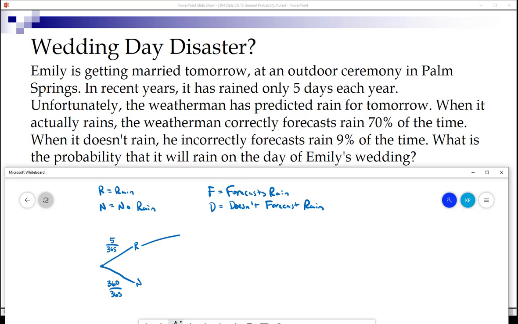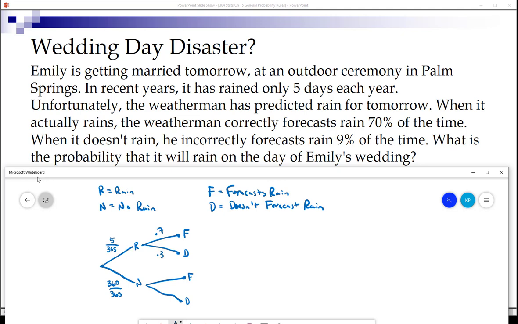From here, the weatherman either forecasts that it's going to rain or forecasts that it's not going to rain. Those are the only two possibilities. Either he thinks it's going to rain or he doesn't. If it rains, it says that he forecasts correctly 70% of the time. When it rains, he says it's not going to rain 30% of the time.